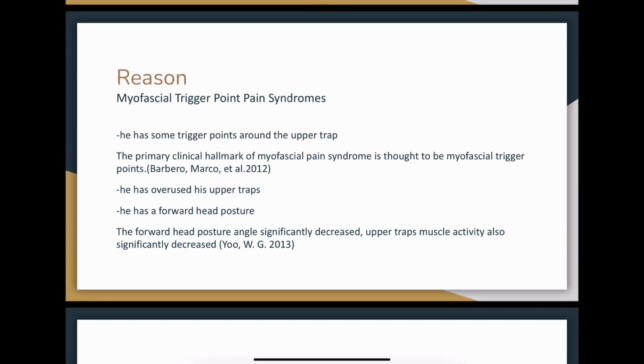Why I think he has myofascial trigger point pain syndrome is because there are many trigger points on his upper trapezius, and he is overusing the upper trapezius. He uses the upper trapezius muscle for every shoulder movement.